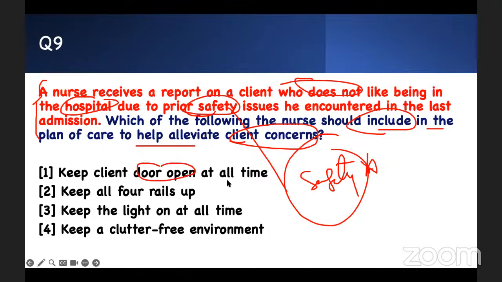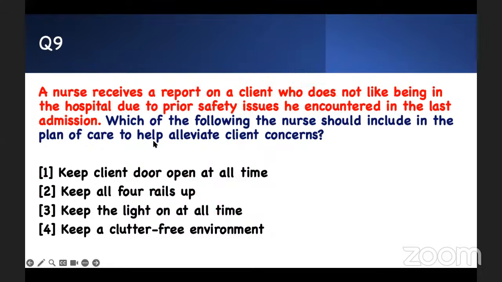Keep the door open at all time. You need privacy. Keep all 4 rails up. Think about it. This is you restraining him. Keep the light on at all time. You can't sleep. Sleep hygiene. You see what I've done? Eliminate this, and that. All based on safety and not a good problem. So this is all wrong. If you provide a clutter-free environment, he's not going to trip, it's not going to have any problem, and he will be happy. Number 4 is your answer.